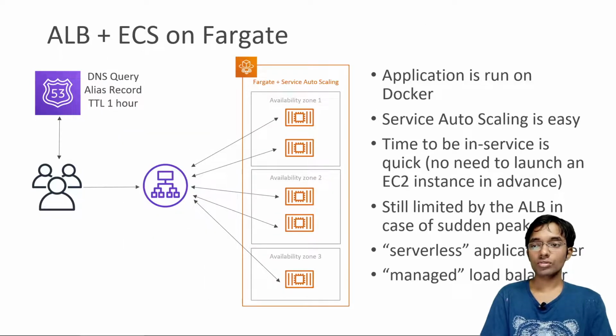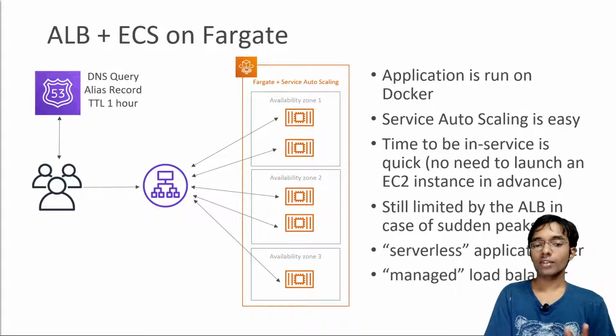Now, here we have ALB plus ECS, and for the other one, as we have been running the tasks on EC2 instances, ECS on Fargate. In this case, we don't have any auto scaling group. We don't have any EC2 instances to manage. We have Fargate that has service auto scaling, and the tasks will be launched on the AWS network automatically for you. And we don't need to manage that at all.